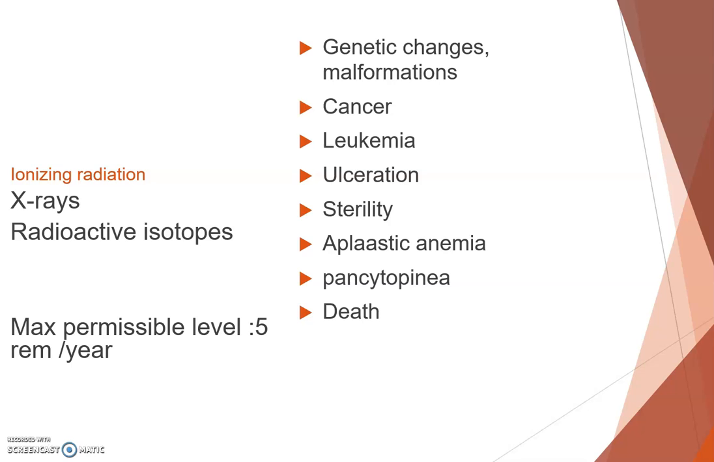Certain tissues such as bone marrow may be more sensitive to ionizing radiations. There can be many hazards: genetic changes, congenital malformations, cancers. It can lead to leukemia. Sometimes it can lead to ulceration, sterility, depilation. In extreme cases, aplastic anemia and pancytopenia can occur. All those things can occur due to constant exposure to ionizing radiation.